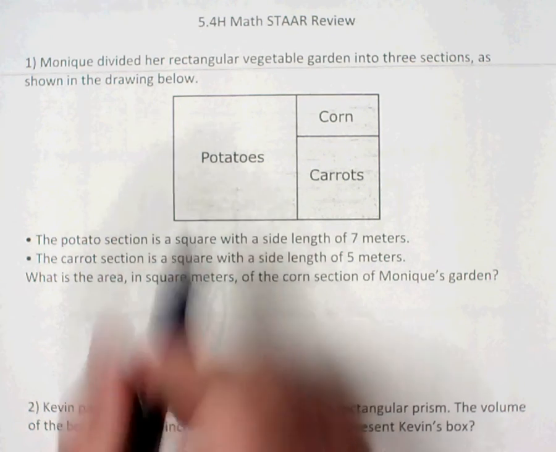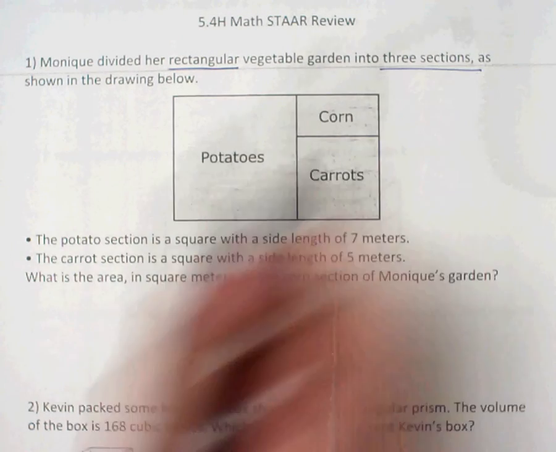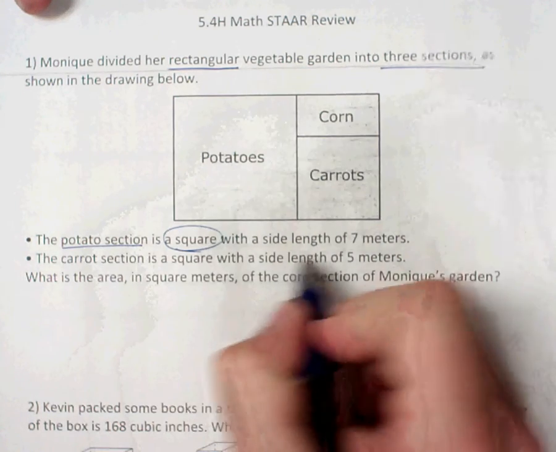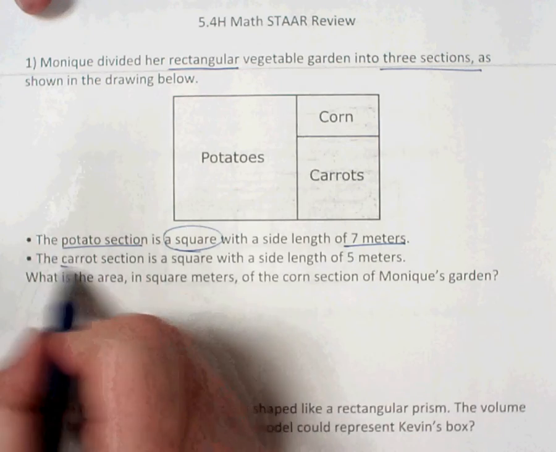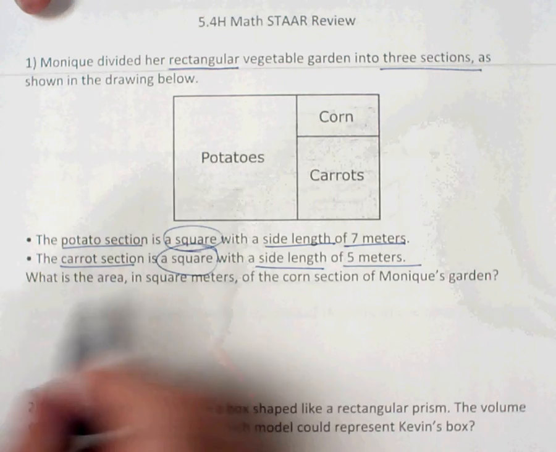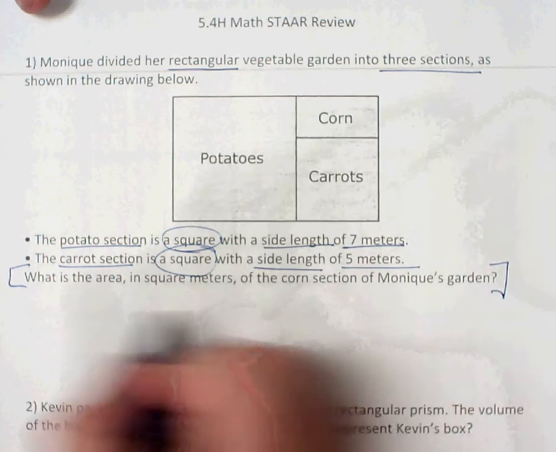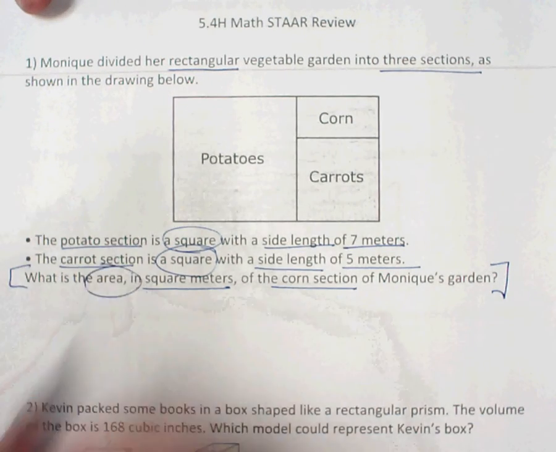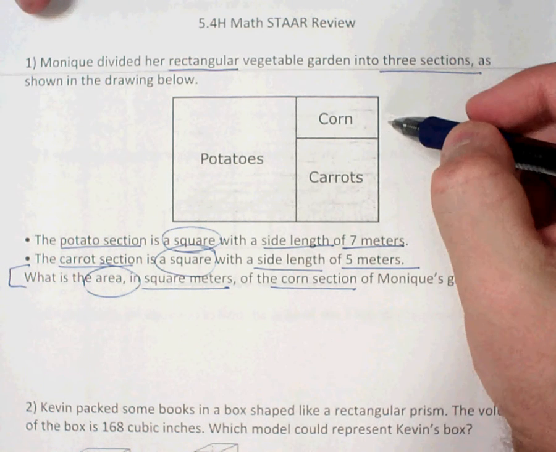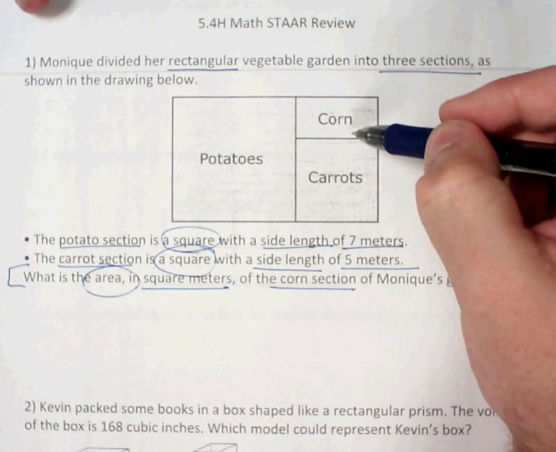Monique divided her rectangular vegetable garden into 3 sections, as shown in the drawing below. All right, and then we're given some information down here. So the first thing is the potato section is a square, that's important, with a side length of 7 meters. The carrot section is a square, also important, with a side length of 5 meters. What is the area in square meters of the corn section of Monique's garden? So we're trying to find the area of the corn section. Now we're not told if the corn is a rectangle or a square. We can look at the diagram and make an assumption that it is a rectangle, but we're not given any direct information on that.